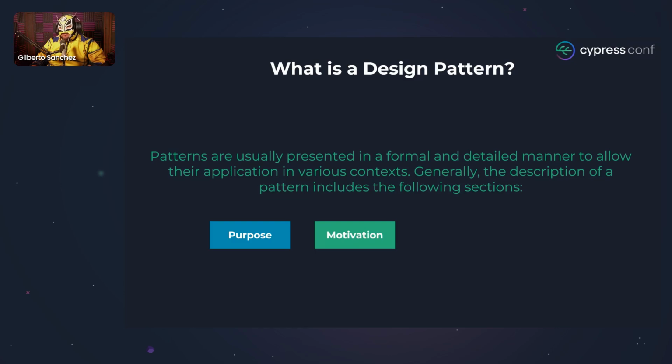The second is the motivation. This section delves into the problem and how the pattern offers an effective solution. The structure: the class structure details the components of the pattern and how they interact with each other. And the code example. An example implementation in a popular programming language, Java, C Sharp, Ruby, wherever, helps to better understand the essence of the pattern.